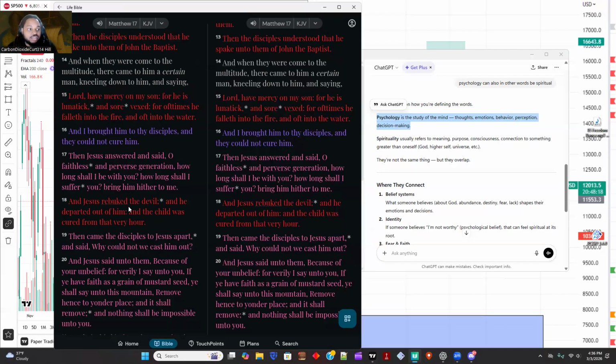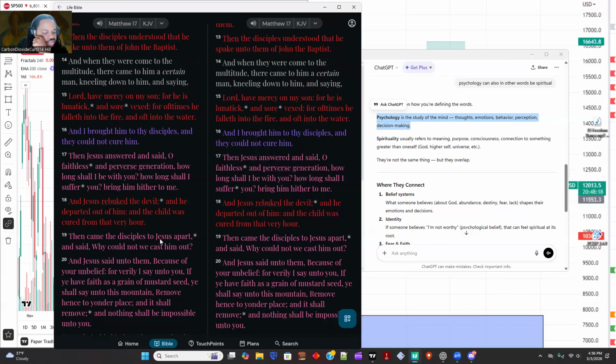Right here it said lunatic and sore vex. That's a spirit. He's calling the spirit a devil. So now when you go back to psychology, it's the study of the mind, the thoughts, the emotions, the behavior, the perception and the decision making. All of those things are affected by what spirit you're in. So again, it's a cause and effect thing. The spirit is this, the spirit does this. The thing that the spirit does is the psychology part. Let's keep reading.